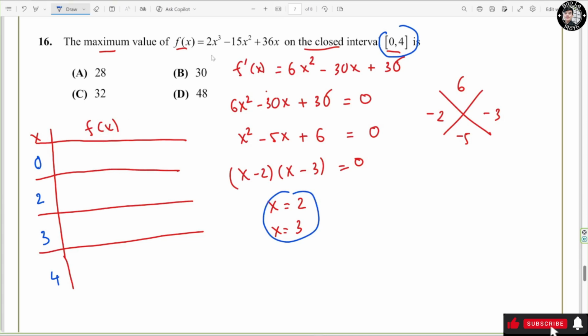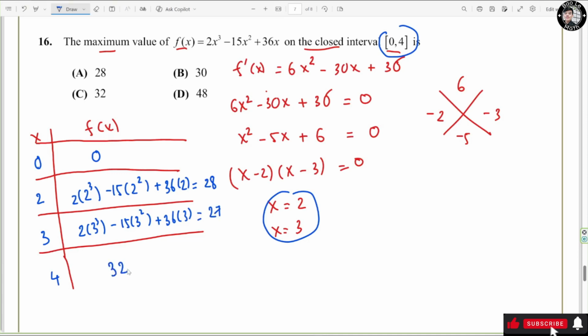Now f of 0 is 0, right? F of 2, substitute over here. You have 2 times 2 cubed minus 15 times 2 squared plus 36 times 2. The answer is 28. Now this one, 2 times 3 cubed minus 15 times 3 squared plus 36 times 3. The answer is 27. And the last one, the answer must be 32. Alright, now we need the maximum, right? So maximum is 32 right here. The answer must be C.